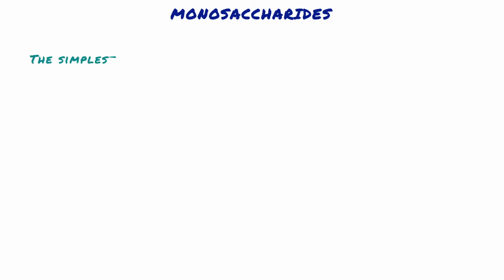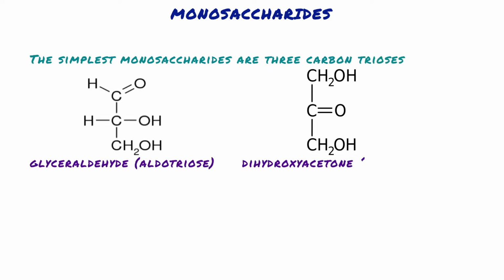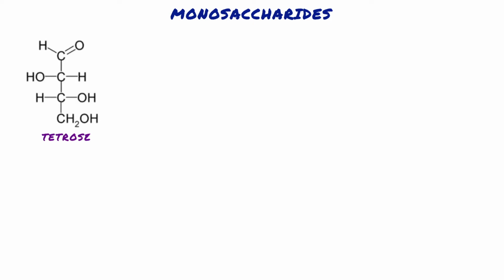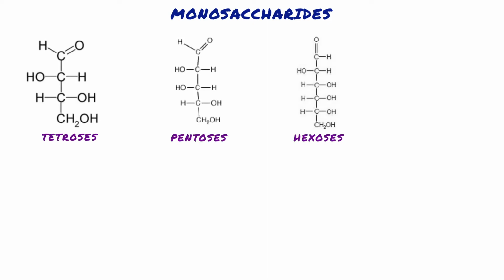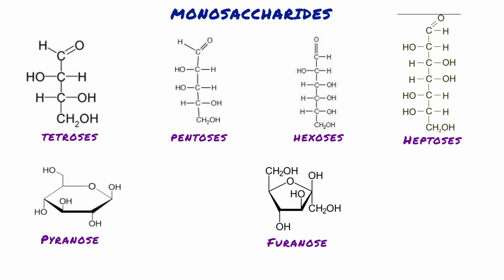The simple monosaccharides are 3 carbon trioses: glyceraldehyde, an aldotriose, and dihydroxyacetone, a ketotriose. Simple monosaccharides with 4, 5, 6, and 7 carbon atoms are called tetroses, pentoses, hexoses, and heptoses. Pentoses and hexoses cyclize to form pyranose and furanose rings.